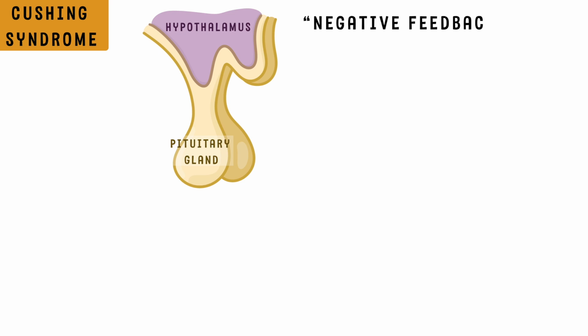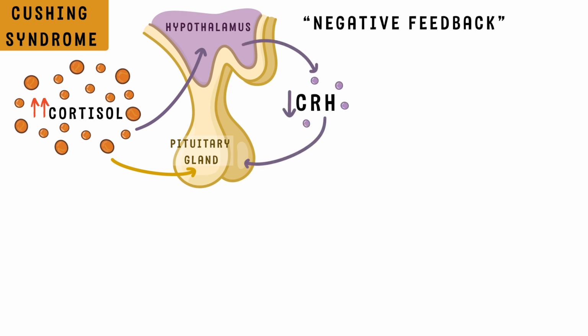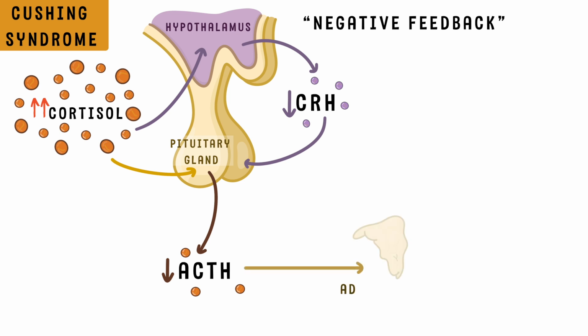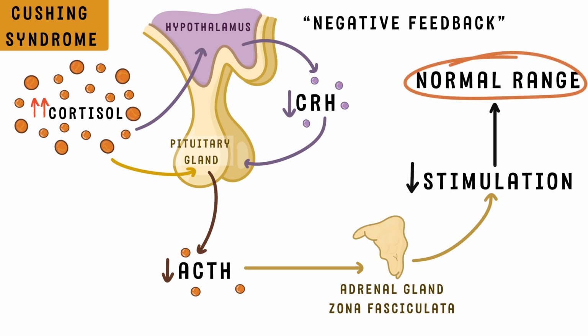To do that, the body uses negative feedback, which means that high levels of cortisol tell the hypothalamus and pituitary gland to decrease their secretion of CRH and ACTH respectively. Less CRH also tells the pituitary to make less ACTH, so the pituitary ends up having two reasons not to make ACTH. With less ACTH floating around, the zona fasciculata gets less stimulation to make cortisol, and eventually, cortisol levels go back down to the normal range again.